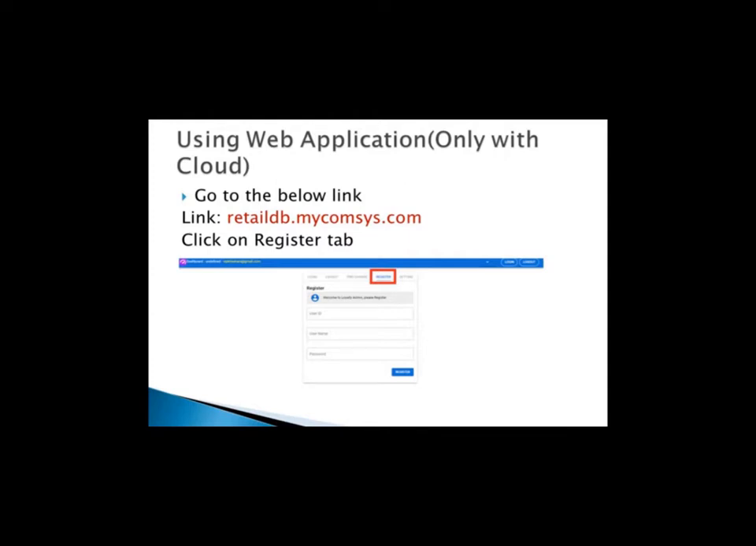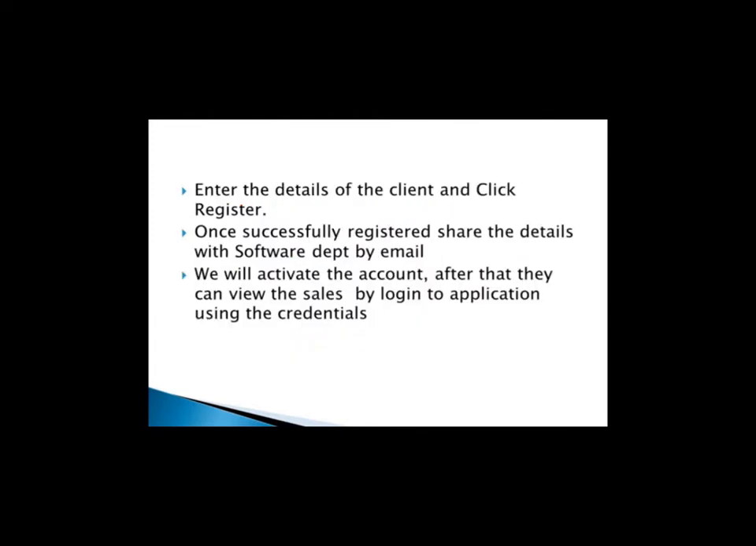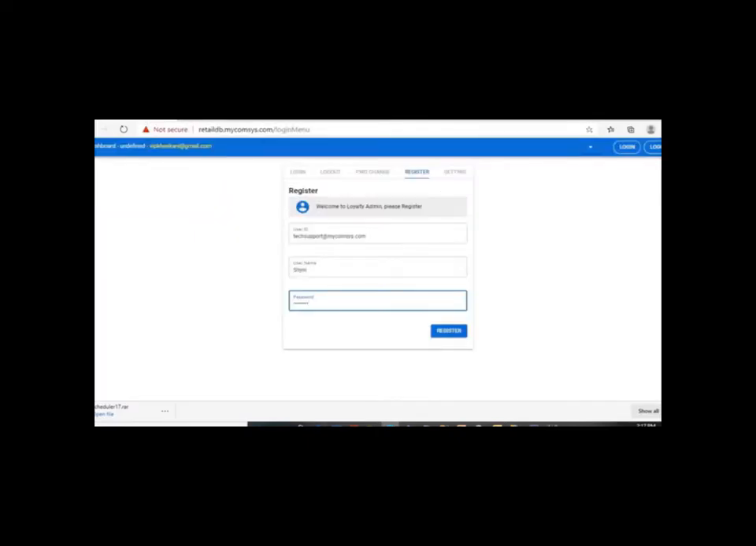Go to the link, which is retaildb.mycomsys.com. Click on this login button, click this register option, keep the email ID as a user ID of the client and enter the username and password. It should be 6 characters long. Click on register button. Once successfully registered, pass the details like user ID and username to the software department.